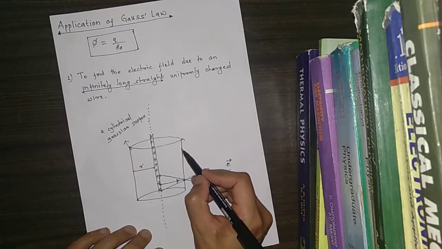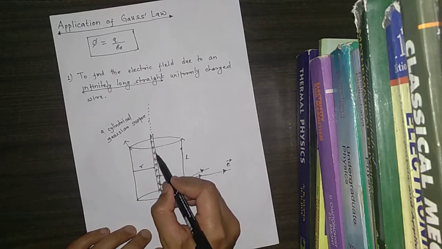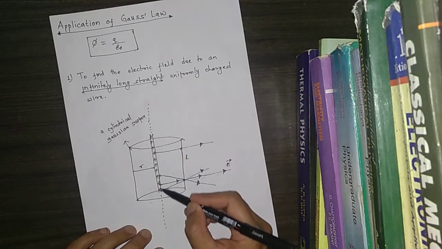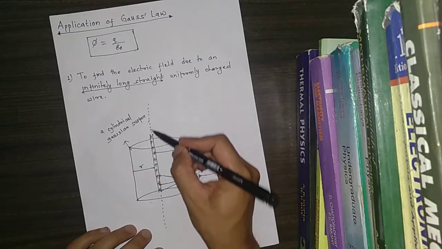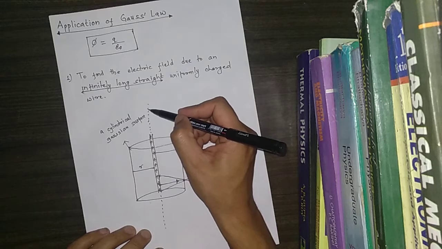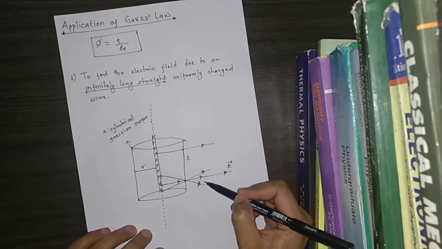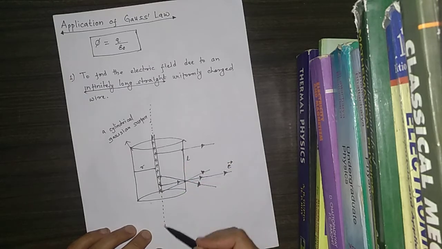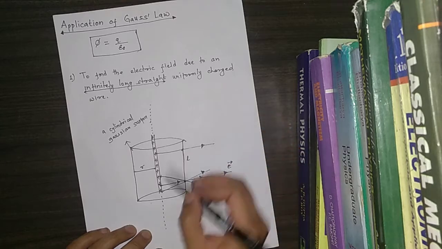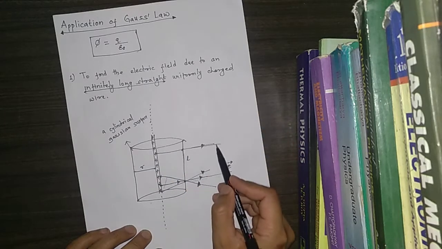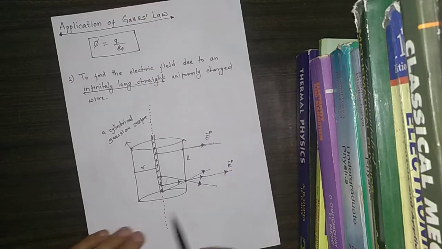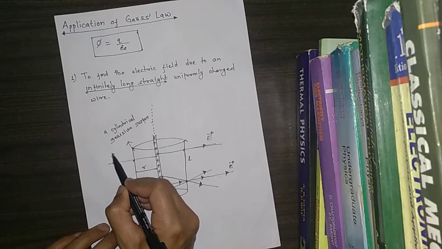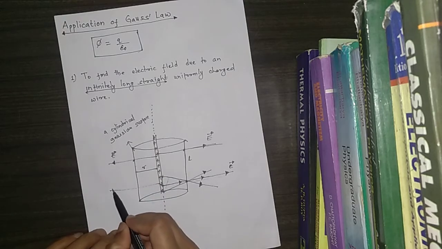Now you can take another point, this point. Even at this point, due to these charges the electric field will be in this direction, and there are infinite charges on each side. Due to the charges above, the field will be downward at this point, and due to the charges below, the field will be in the other direction. So the net electric field will be in this direction only. That means at every point on the surface of this cylindrical Gaussian surface, the electric field will be normally outward.